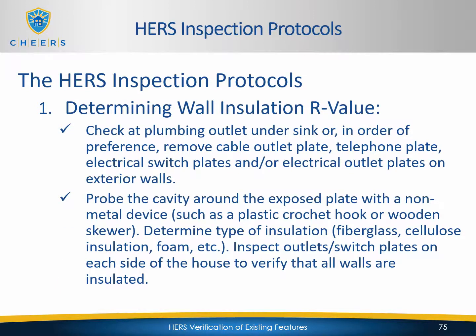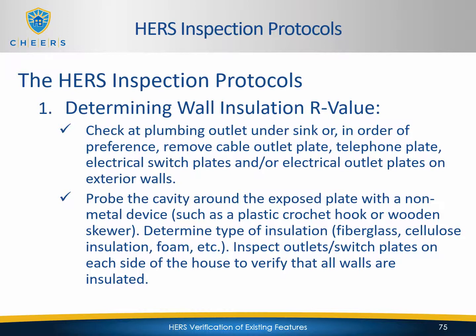In order to determine the R value, you want to look at whatever it is that you can. So you want to check a plumbing outlet under the sink. In order of preference, remove cable outlet plates, telephone plates, electrical switch plates, or electrical outlet plates on the exterior wall. So basically anything that you can remove without being destructive about it to figure out the type of insulation you have in the walls, you definitely want to do that.